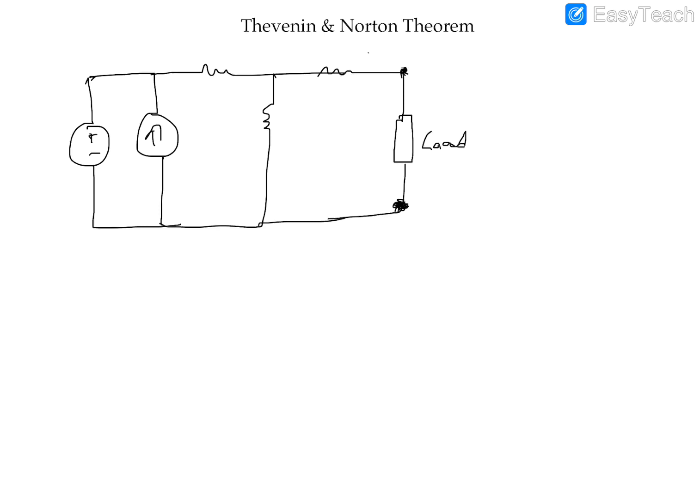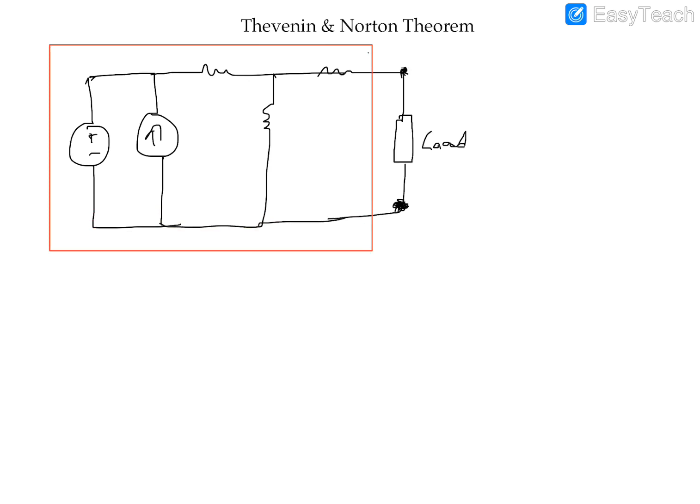So if you have this part of the circuit and you just want to measure what is the current and what is the voltage across your load, right across these two terminals, it becomes very complicated. That's where your Thevenin's and Norton circuit come into play. So this is a complicated circuit.